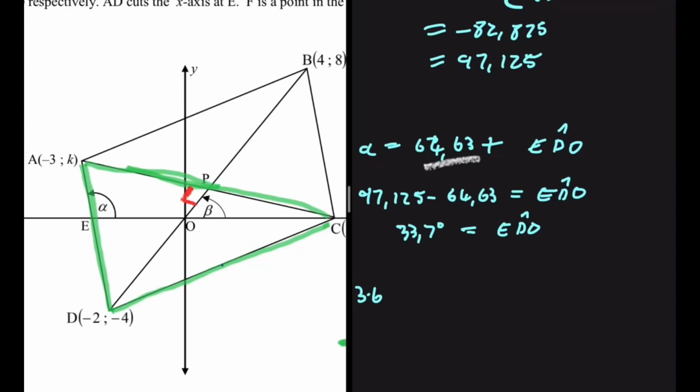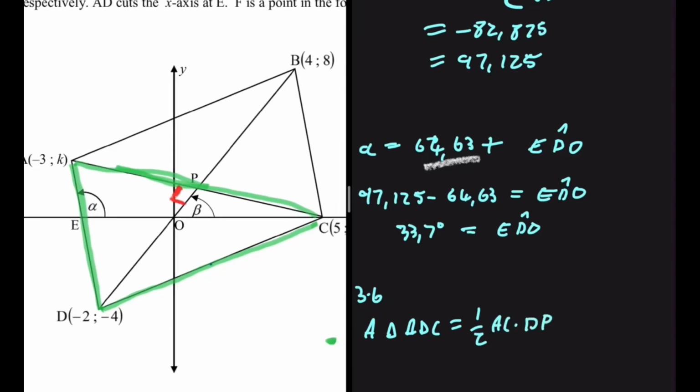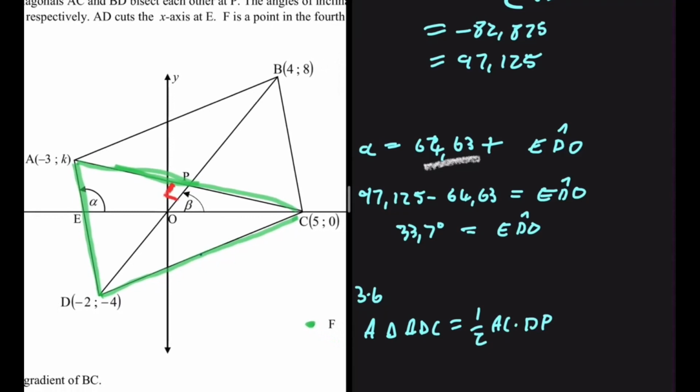So we can say that the area of triangle ADC is equal to half AC multiplied by DP. So we have the coordinates of A and C, so we can easily find AC. We have the coordinates of D, but we can find the coordinates of P using the midpoint theorem. So we basically have DP. Now it's just a matter of putting that in your calculator and finding your final answer, which should be equal to 30 square units.